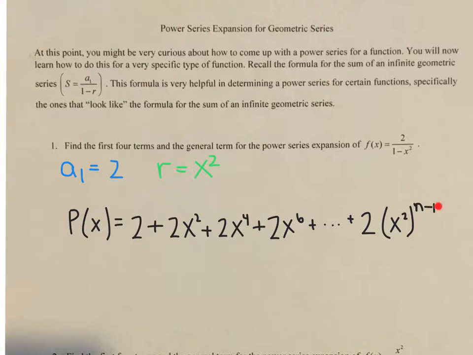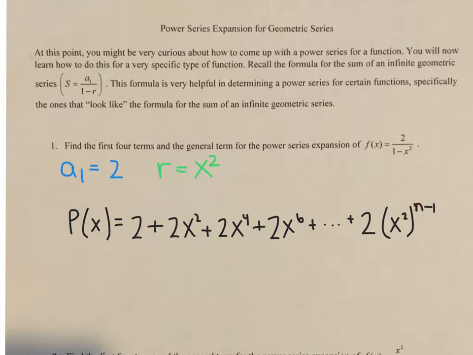Think about what I just said and why is this n minus 1? Because now when I plug in, here's my first term. When I plug in a 1, 1 minus 1 is 0. This is gone and my first term's just 2. Yep, check. When I plug in a 2 here, 2 minus 1 is 1, so this becomes x squared to the first power. Second term, x squared to the first power. Check. Okay, and so on and so on.